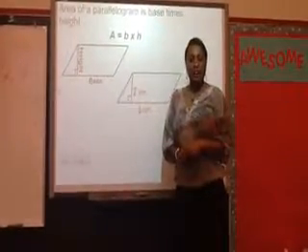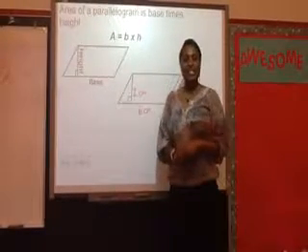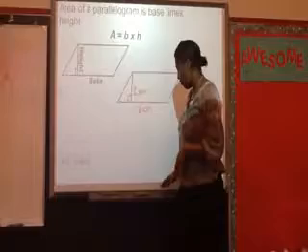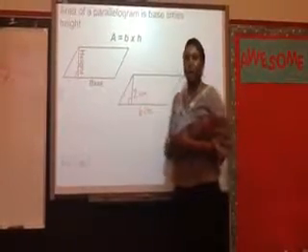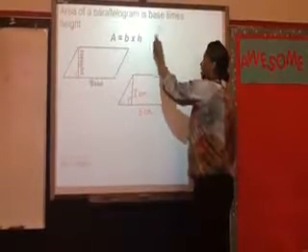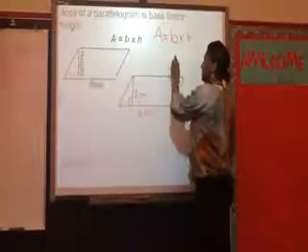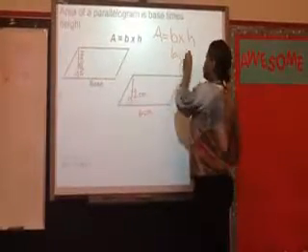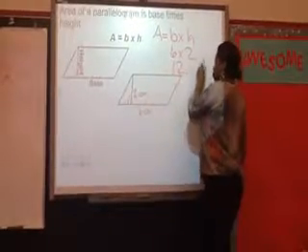Now let's talk about the area of a parallelogram. The area of a parallelogram is base times height. So if we had a parallelogram that had a base of 6 and a height of 2, we will multiply 6 times 2. So again, area equals base times height. What is our base? 6. What is our height? 2. 6 times 2 is 12 centimeters squared.